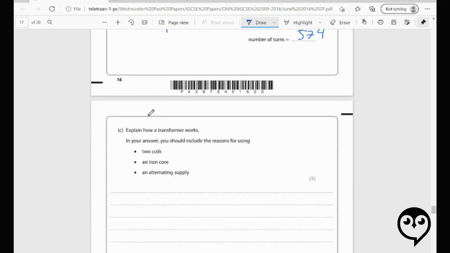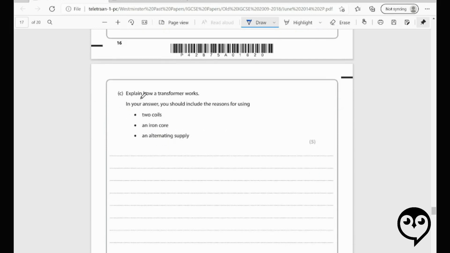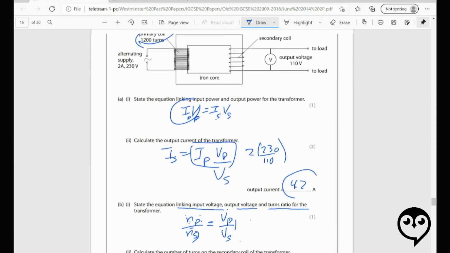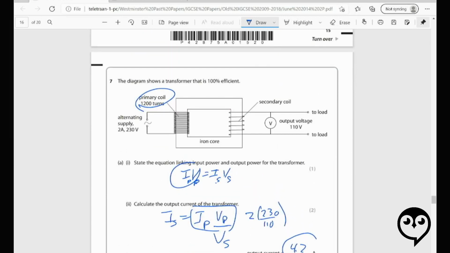How does the transformer work? 5 marks. Okay. You should include 2 coils, an iron core, an alternating supply. Well, I could not have made this any easier for how a transformer works. Okay, now if we want to do a little diagram, what I'll do is I'll go up using their diagram. Okay, what we have is an alternating supply.